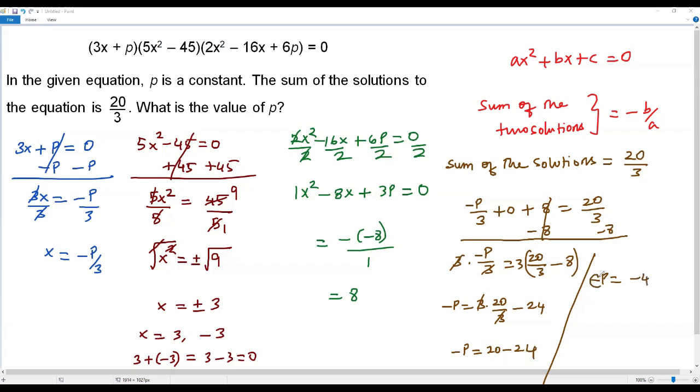Now to get rid of the negative sign over here, I have to multiply both sides by -1. When I do so, -1 times -p will become positive p, because negative times negative is positive, and -1 times -4 will become positive. 1 times 4 is 4. I got the value of p. The value of p is 4.